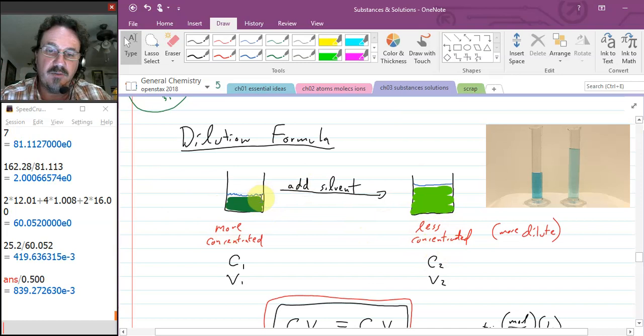So you see my volume, of course, goes up. But then the concentration, I use a dark green here and a light green here to show that it's thinning out. It's more dilute. It's not as concentrated.